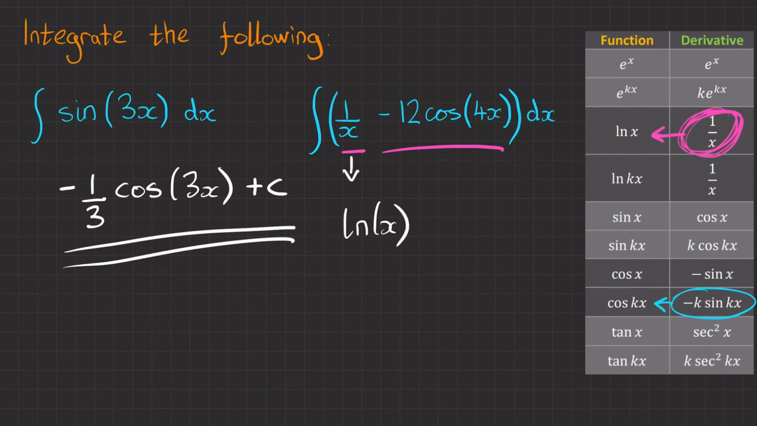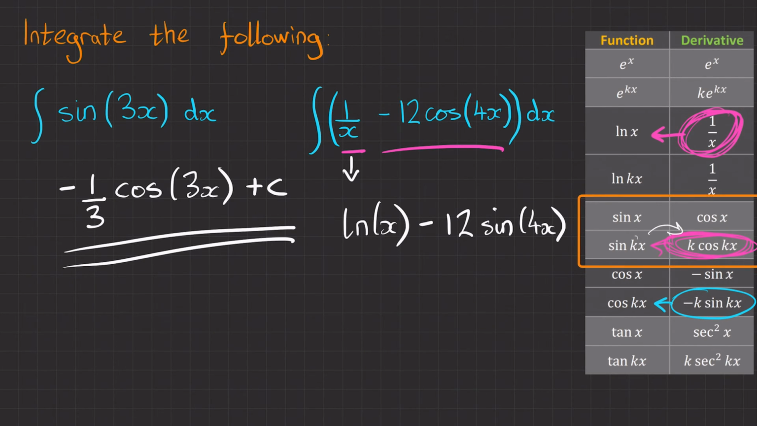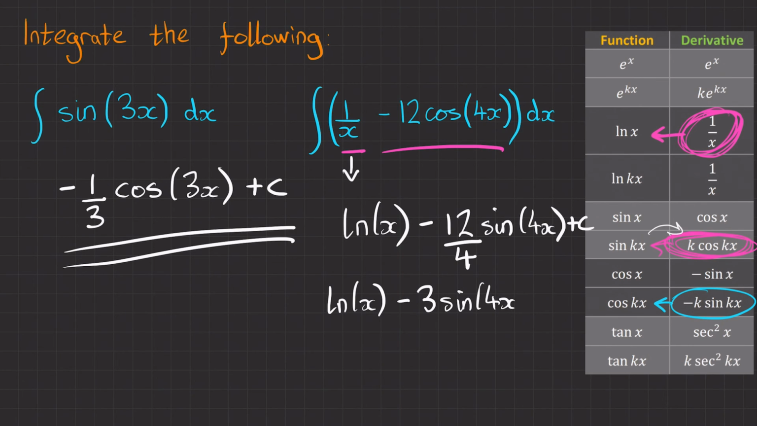And the second part, we've got cos with a coefficient of x. So we're going to be looking at this one here. Well, as we integrate, the sign stays the same, so we can keep it as a minus. It changes from cos to sine, so we'll currently have 12 sine 4x. But because from here to here, we multiplied by the coefficient, we're going to have to divide by this coefficient here. So we'll have 12 over 4 plus c. So we'll simplify it, so we'll have ln x minus 3 sine 4x plus c.